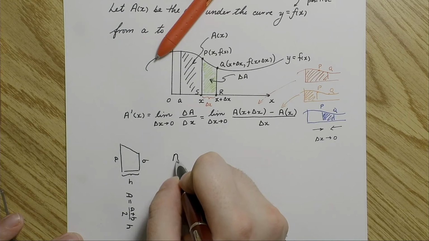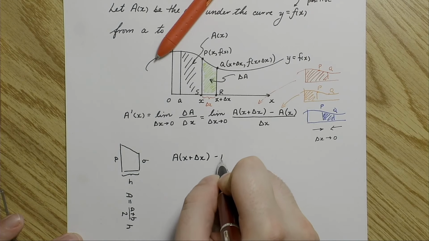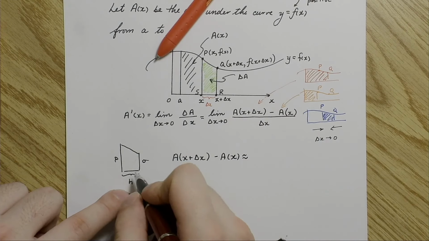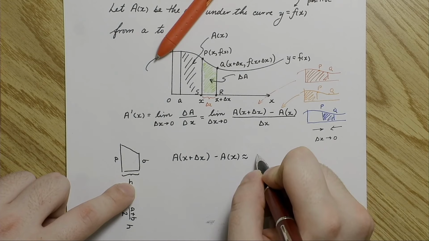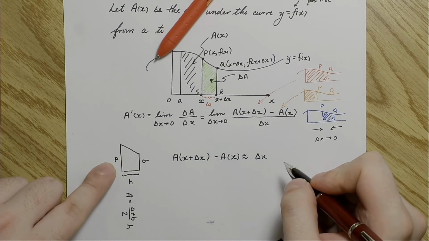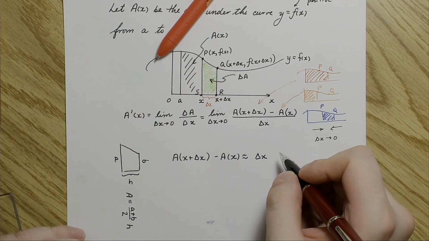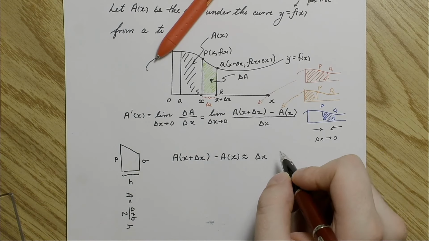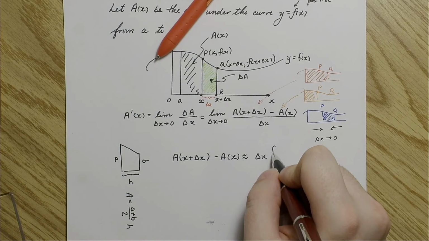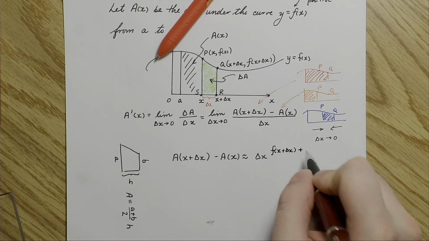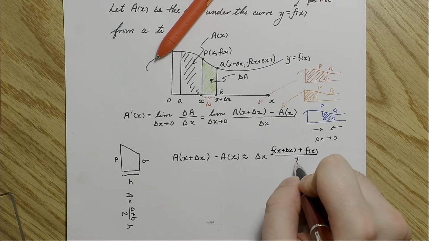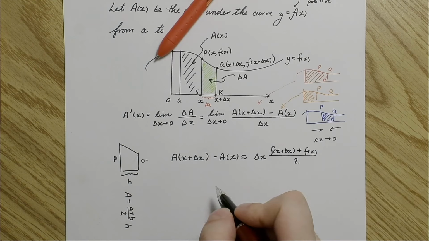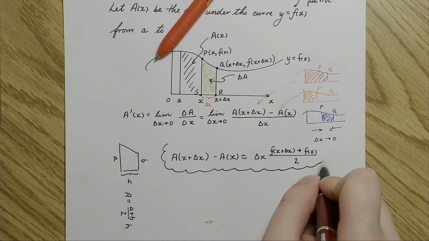So I have that this area is approximately equal to, so I need to do the height, and in this case really we're looking at it sideways, so this is delta x, and then I need A and B. It doesn't matter which way I do it, but let's do it this way so that I can use f at x plus delta x plus f at x, all over 2. So now I can substitute that in.